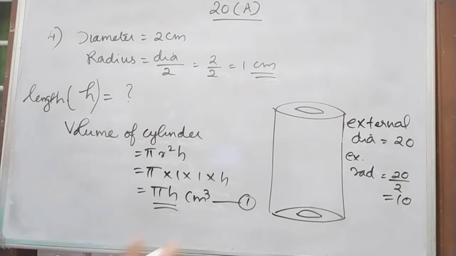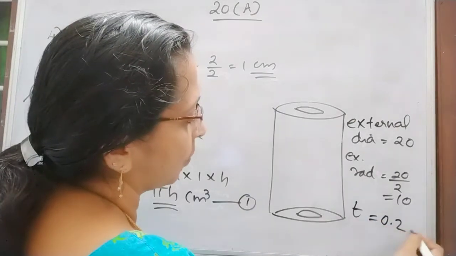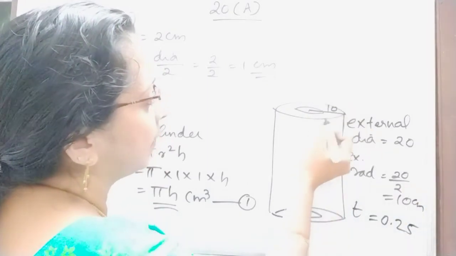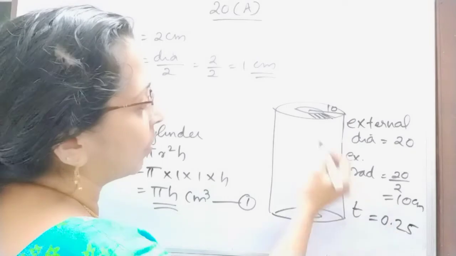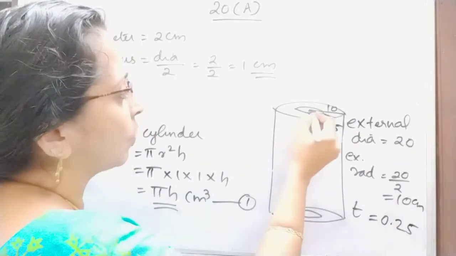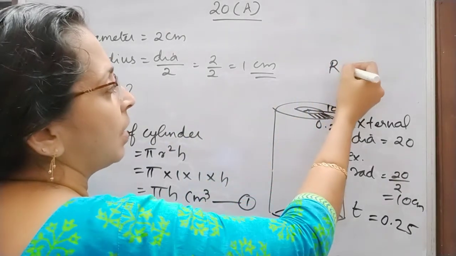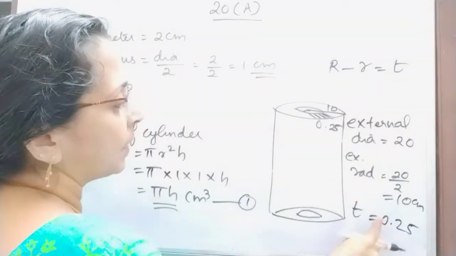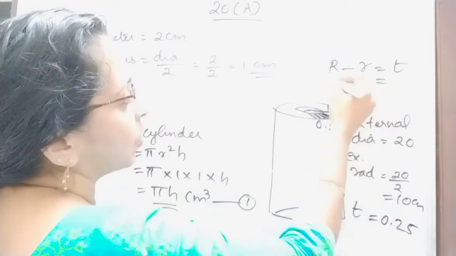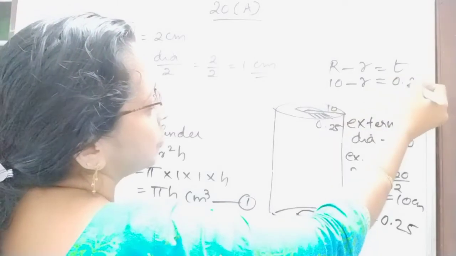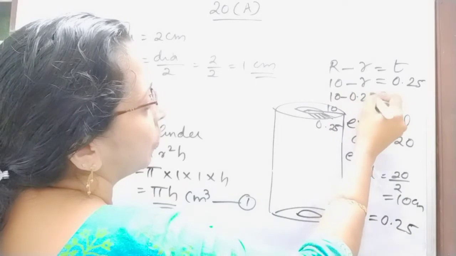So the thickness of this hollow cylinder is given as 0.25. External radius is 10 and the thickness, this portion, is 0.25 in the question. So what will be the internal radius, that is small r? Capital R minus small r will be the thickness. So capital R is 10 minus small r, which we don't know, is equal to the thickness 0.25.